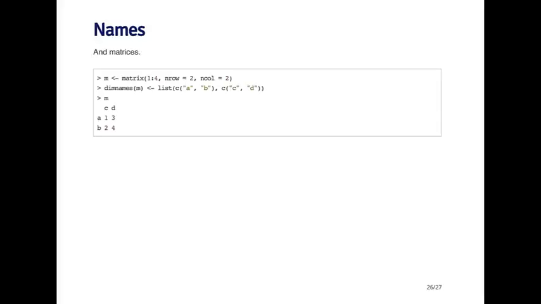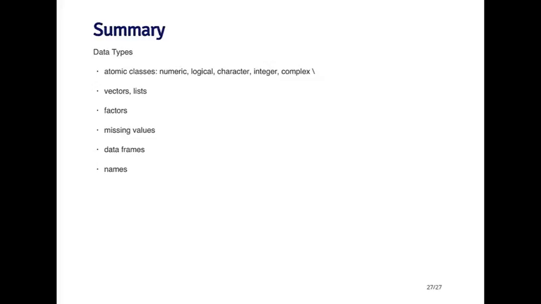Finally, matrices can have names. These are called dimnames. Here I've created a matrix from the sequence 1 to 4. It's a 2 by 2 matrix. When I use the dimnames function, I assign it a list where the first element of the list is the vector of row names, and the second element is a vector of column names. Here I want to name the rows a and b, and the columns c and d, so that's what I pass to the dimnames function. Now when I print out my matrix, I can see that the row names and the column names are labeled as I wanted. So that's kind of the whirlwind tour of the different basic data types in R.